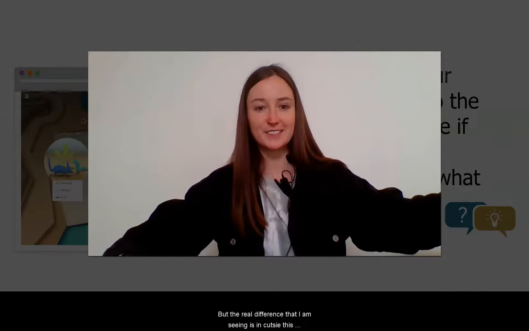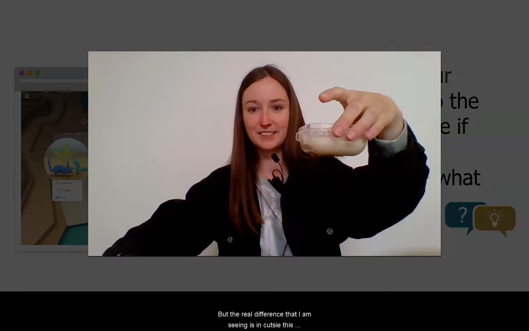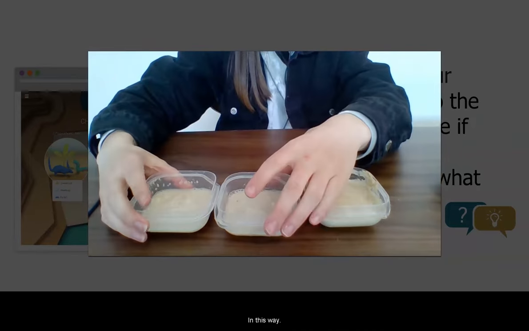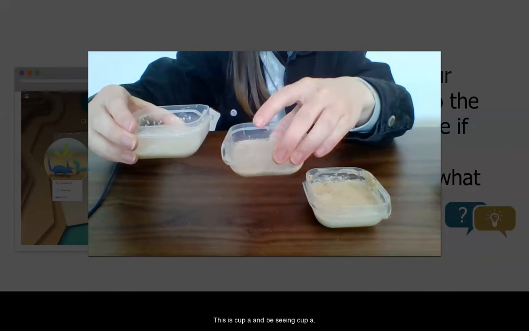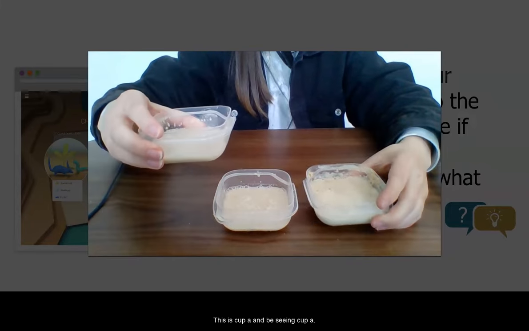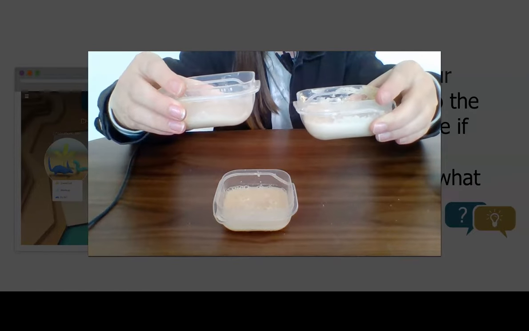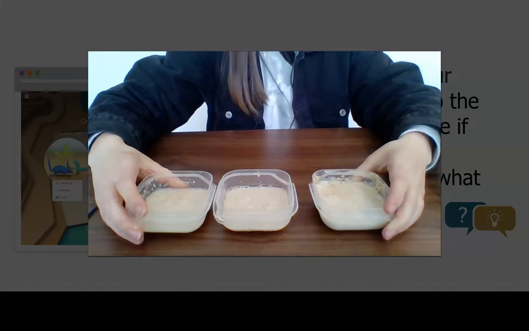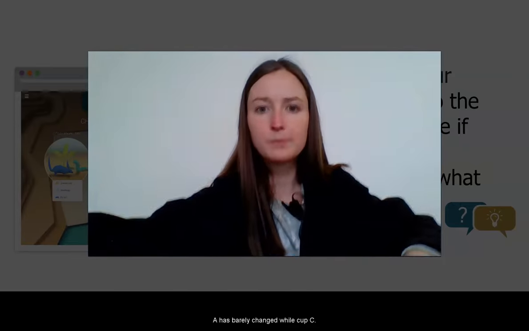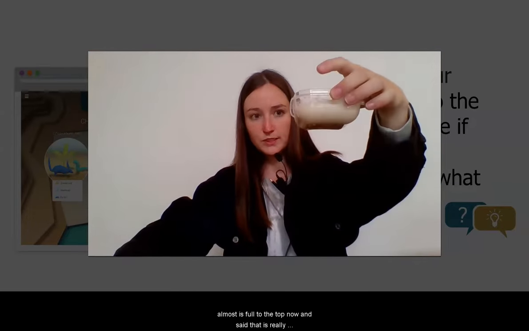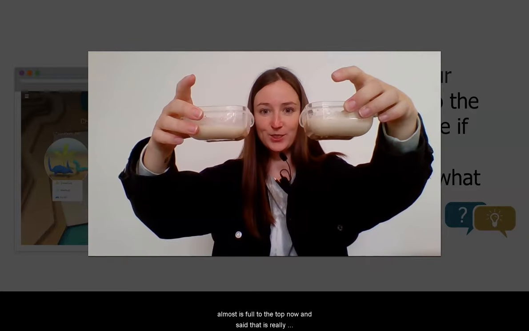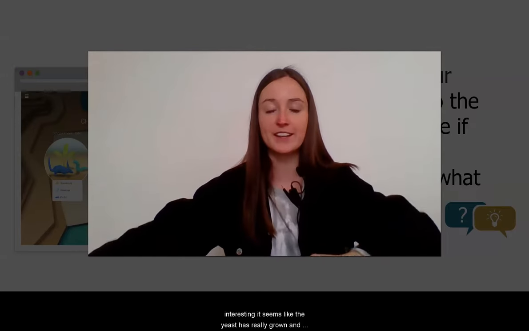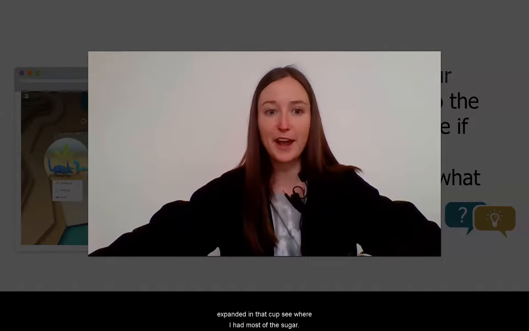But the real difference that I'm seeing is in cup C. This container, and we can take a look in this way, this is cup A and B, but seeing cup A versus cup C, I think is really important. Cup A has barely changed, while cup C almost is full to the top now. And so that is really interesting. It seems like the yeast has really grown and expanded in that cup C where I had most of the sugar.